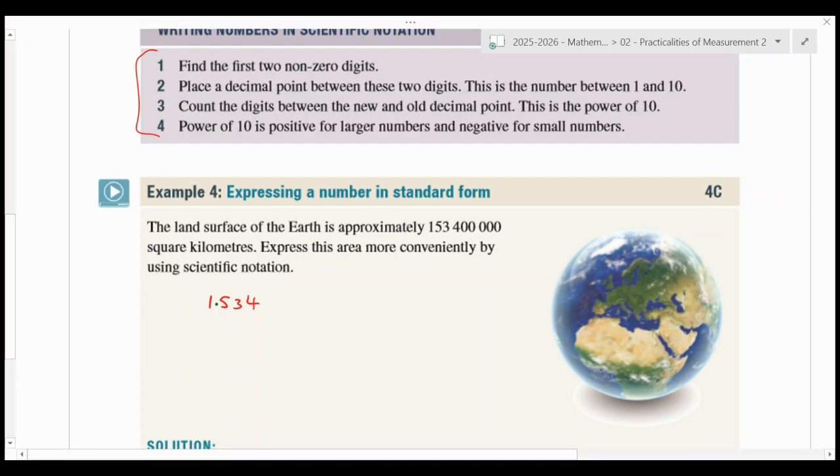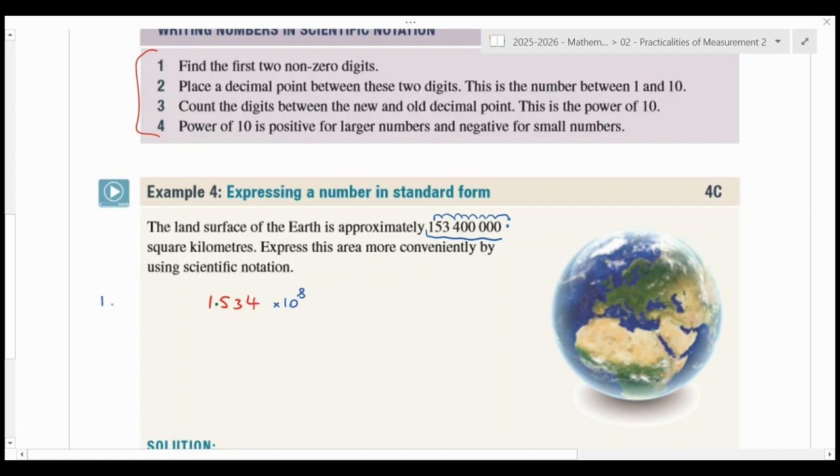Then I need to count the digits between the new decimal point and the old decimal point. Now, when we say the old decimal point, we're going to look at this number here, 153,400,000. There could be a decimal point there and zeros all the way down. We don't write it like that because we're not stupid, but that's what they're talking about. The decimal point would technically be there. So we're going to have a look and see how many spaces there are between this point and the decimal point we've now put over here. So we've got 1, 2, 3, 4, 5, 6, 7, 8. So we've moved it 8 times. So our power is 8. So I'm going to write times 10 to the power of 8. And that is our final answer.